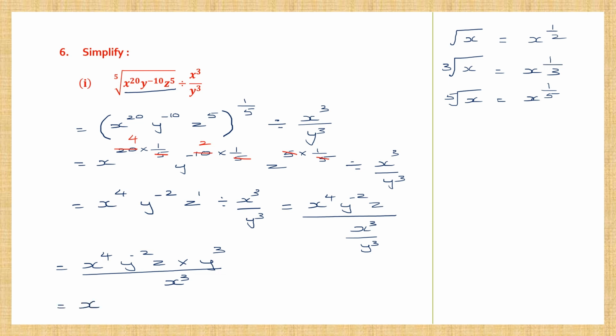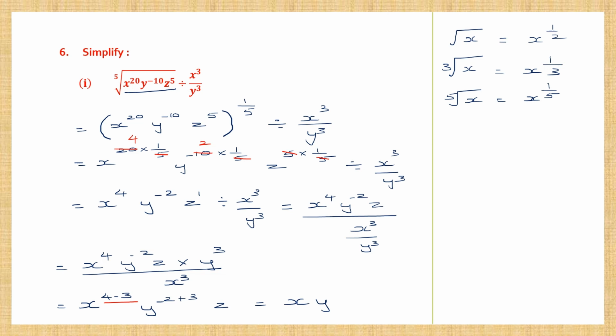Now let's take only x. X to the power of 4 divided by x to the power of 3 makes it x to the power of 4 minus 3, because in division we subtract the powers. Then let's look at y. Here we have y to the power of minus 2 into y to the power of 3, which is addition, minus 2 plus 3, and then we have z by itself. So now let's simplify this. X to the power of 4 minus 3, which is 1. So x to the power of 1 is x itself.